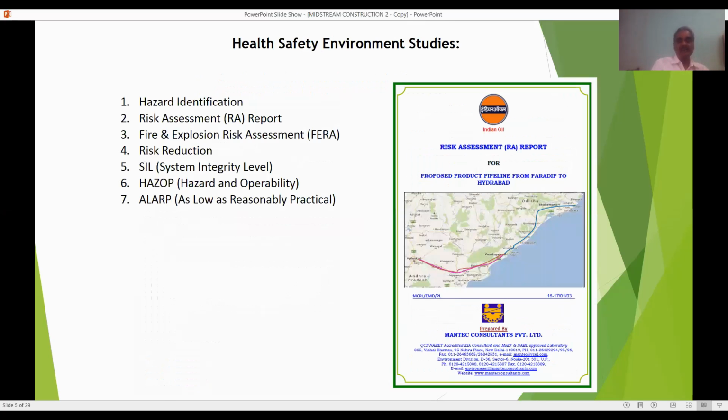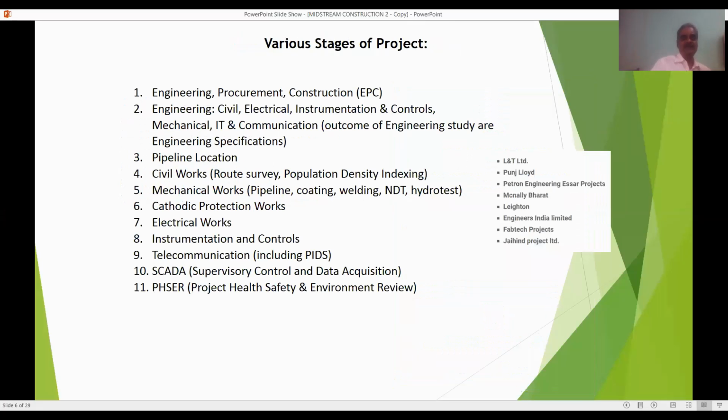And health and safety. This is also from Indian Oil Corporation. The main key points are hazard identification, risk assessment report, fire and explosion risk assessment report, risk reduction, SIL (safety integrity level), HAZOP (hazard and operability), and ALARP (as low as reasonably practicable). These are the key points that shall be ensured before going to midstream construction. These Indian Oil reports and health, safety and environment studies are available online. You can just Google them and read for more information.